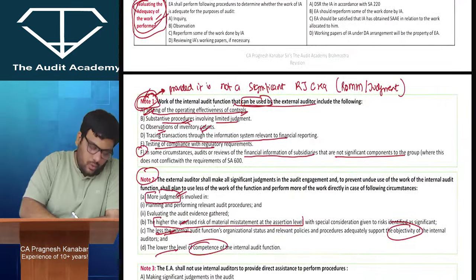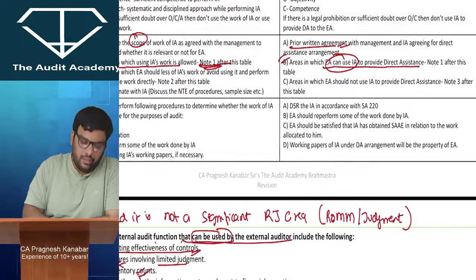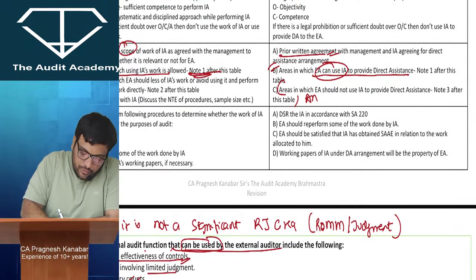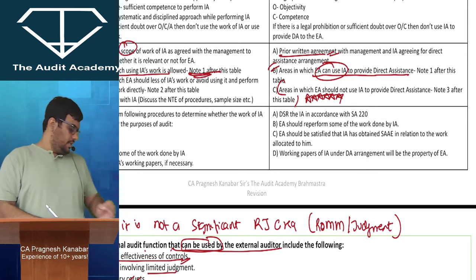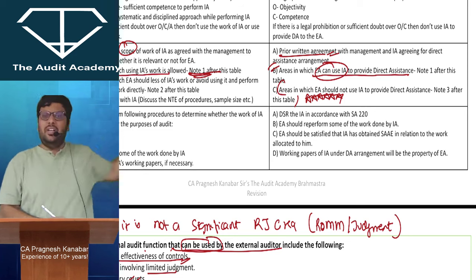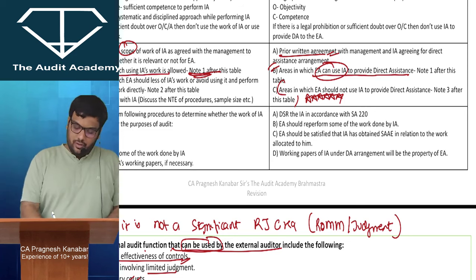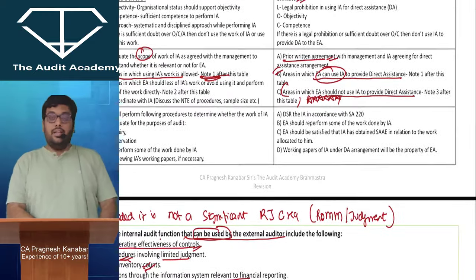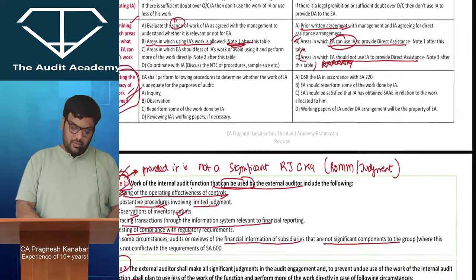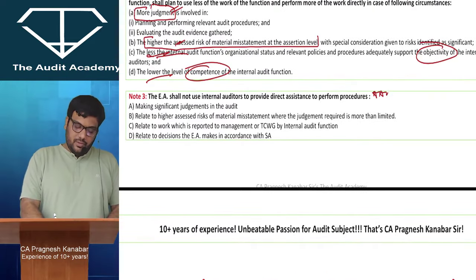Can use. That note one remains common. All right. However, listen to me. One of their most frequently asked questions: areas in which the external auditor is prohibited from using the internal auditor to provide direct assistance. Areas in which the external auditor should not use the internal auditor to provide direct assistance. That is note 3 after this table. So everyone over here, look at this note 3. One of the most repeatedly asked questions.